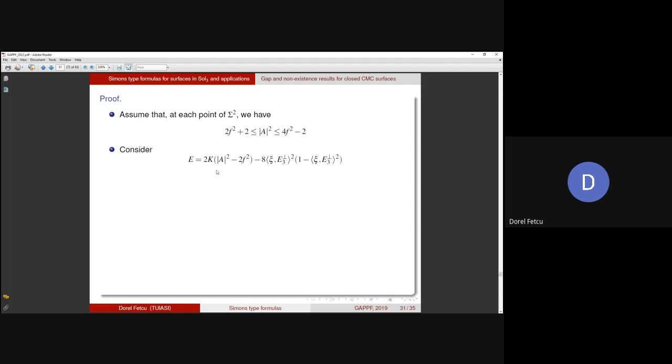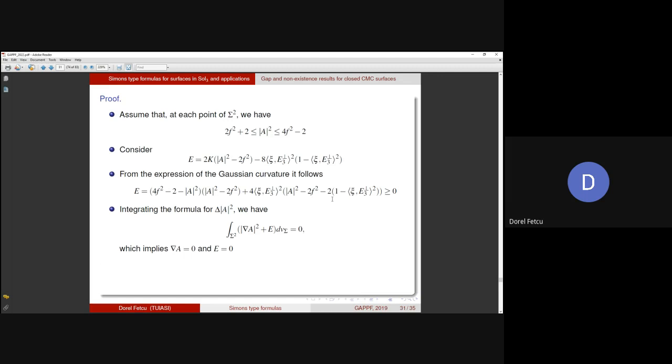from the first Simon's type formula we obtained, and we use the formula of the Gaussian curvature to rewrite E and to see that E is greater or equal than 0. Then we integrate the first Simon's type formula over the surface, and we obtain this result, which shows that A is parallel and E is equal to 0. Since E is equal to 0, we get this value for the square norm of A. We also obtain that E3 has to be tangent and our surface is flat.